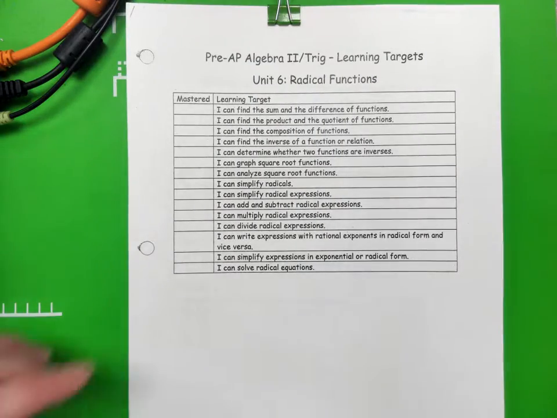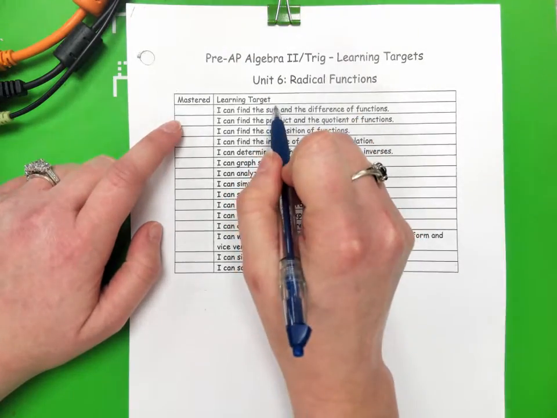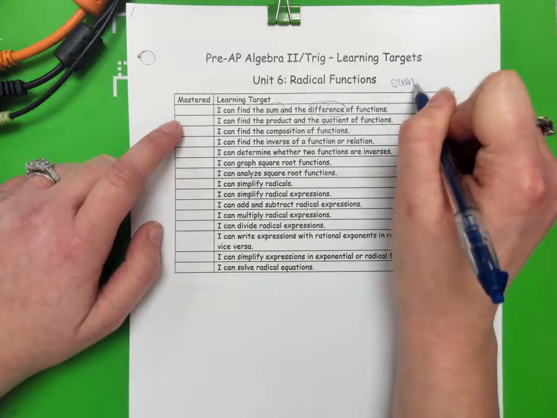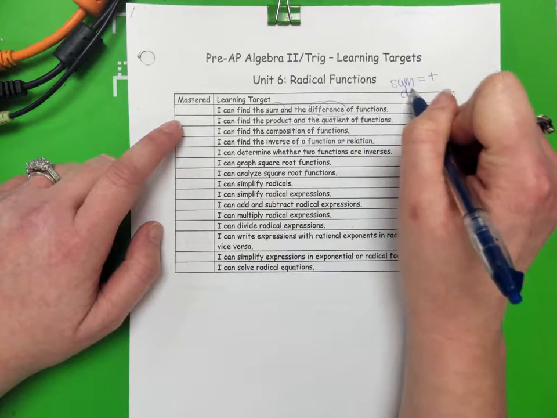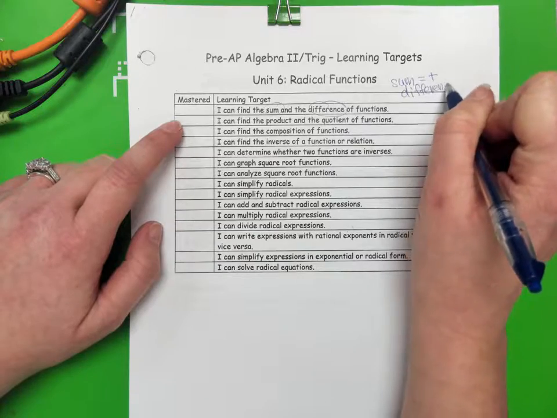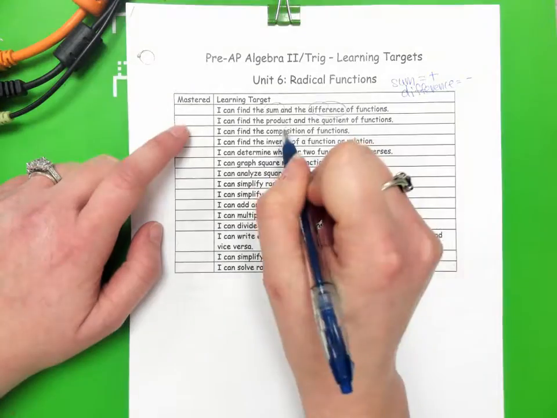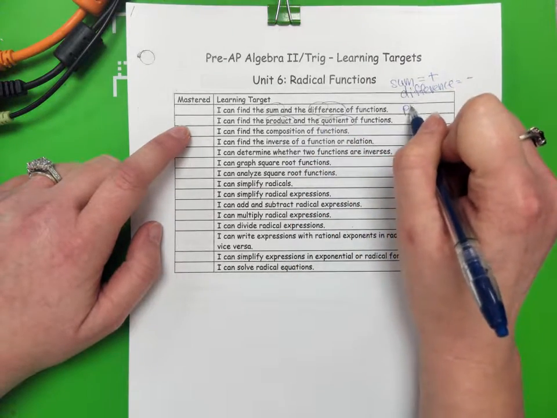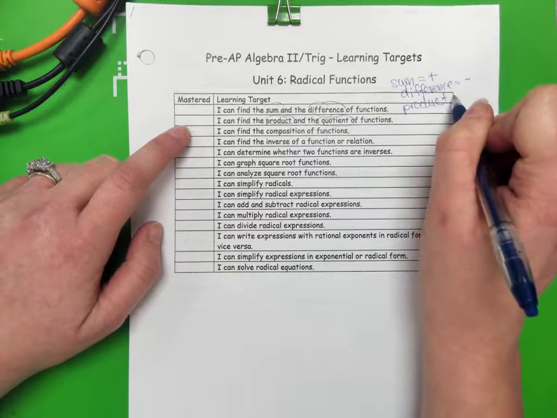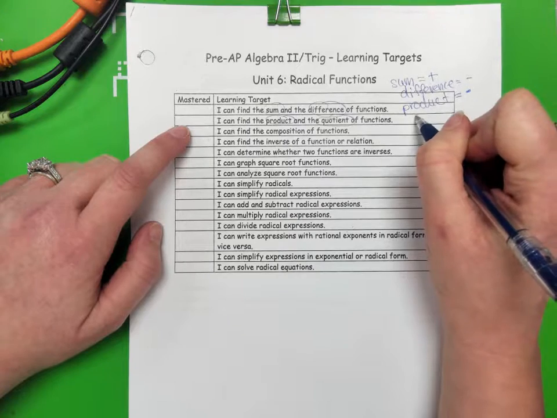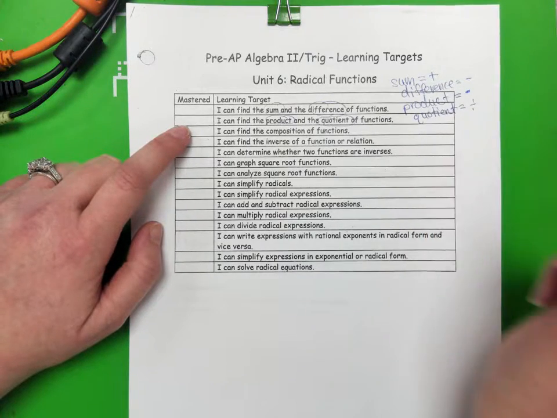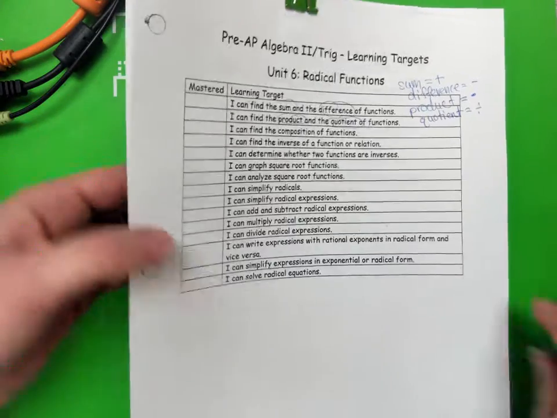Alright, so what we're going to do first is we're going to learn how to find the sum and difference. Remember, sum means to add and difference means to subtract. And then we're going to find the product and the quotient. So product means to multiply and the quotient means that we're going to divide, okay? So that's what we're going to do today. So go ahead and turn to page 2.